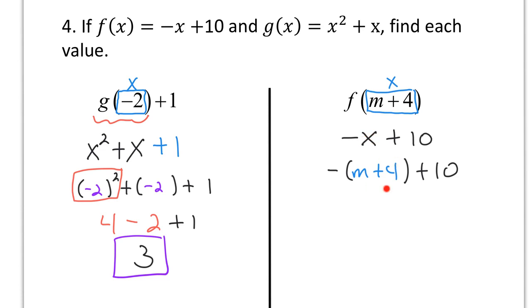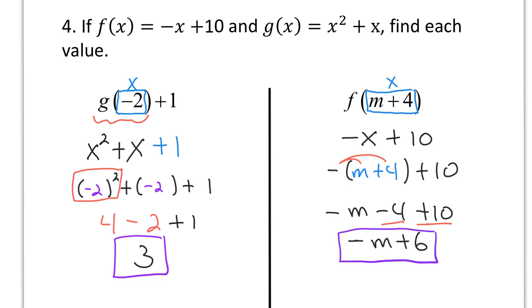So this becomes m plus 4. There's the negative. There's the plus 10. Now you guys evaluate. You guys distribute the negative and combine like terms. So when you guys distribute the negative into the parentheses, we get negative m minus 4 plus 10. And you guys combine like terms. The minus 4 here and the plus 10 are like terms. Those are constants. So that simplifies to positive 6. So my answer is negative m plus 6.